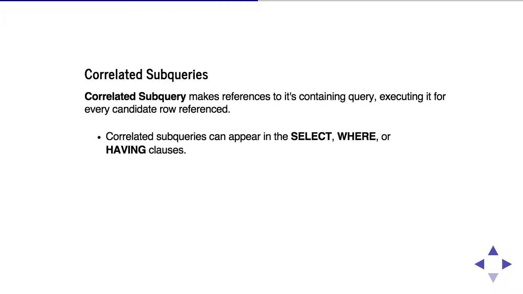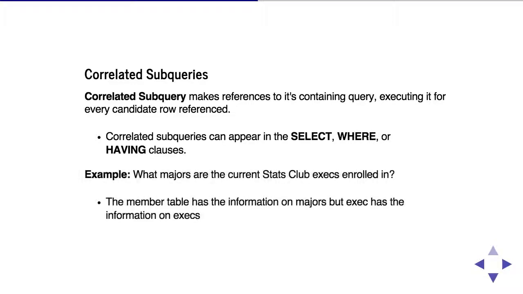A correlated subquery makes reference to the containing query. As I said earlier, these can be done in the select, where, or having clause. If it's in the select clause, it can only return one row, otherwise it gets very complicated. So you can only return one row. And where and having are very similar.